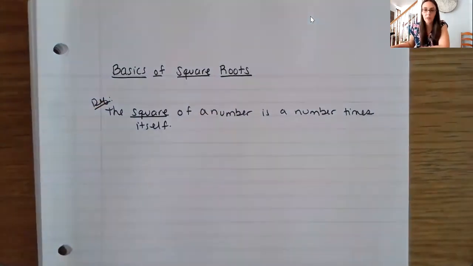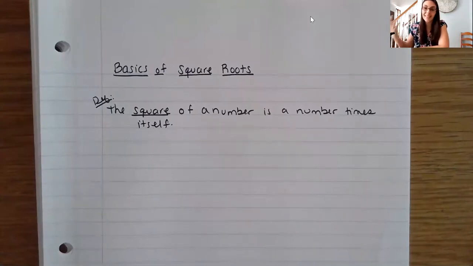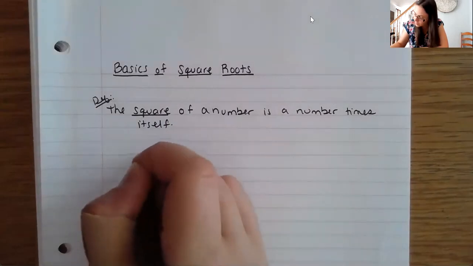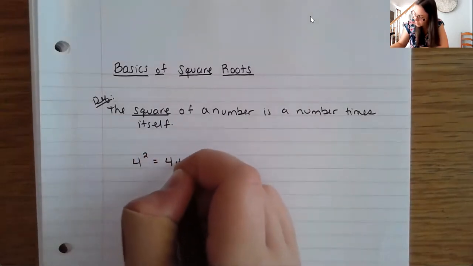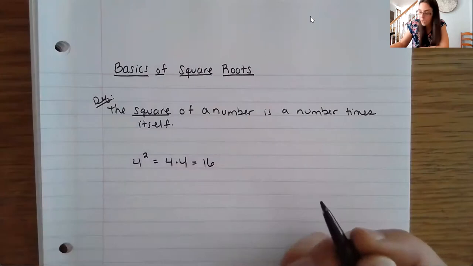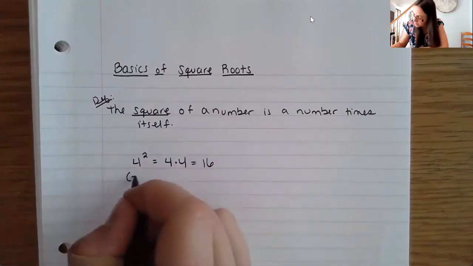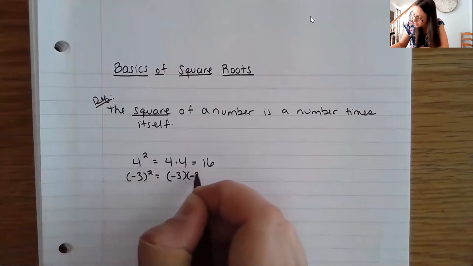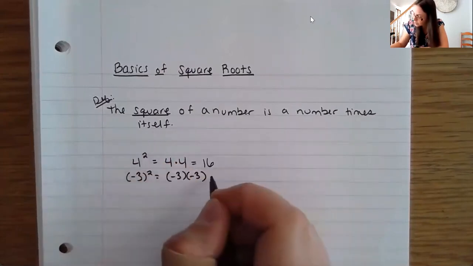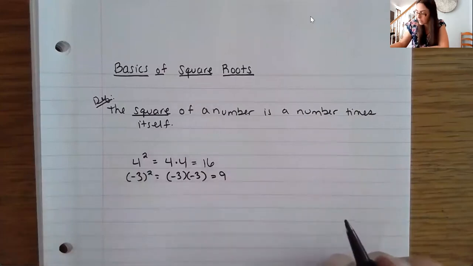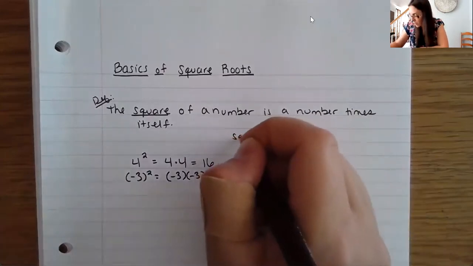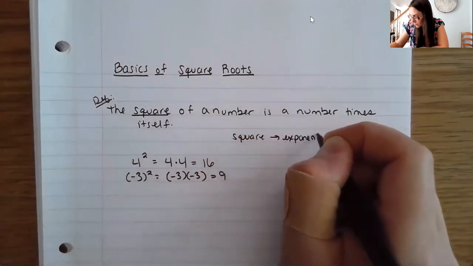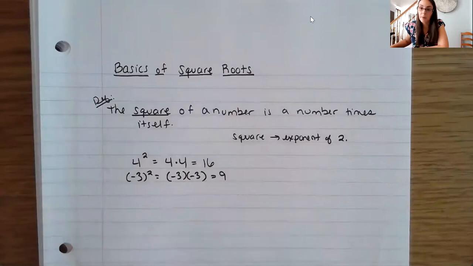So we've seen squares already. So the square of a number is a number times itself. So for instance, if I have something like 4 squared, that means I take the number 4 and I multiply it by itself to get 16. Or if I have negative 3 squared, again, I multiply it by itself. That exponent of a 2 tells us how many times to do it. So I have positive 9 in this case. Ready? So that idea of squaring is that exponent of 2, remember.